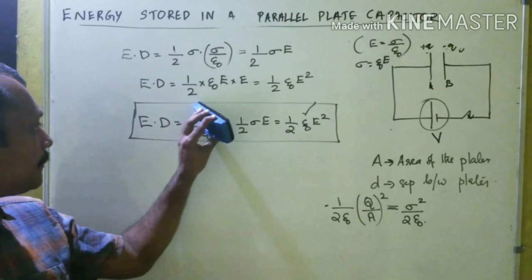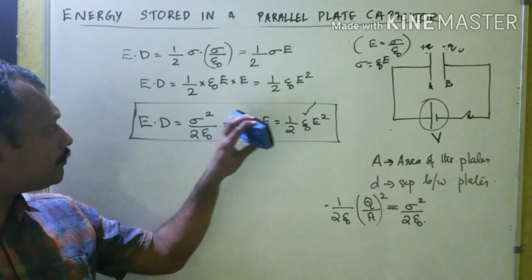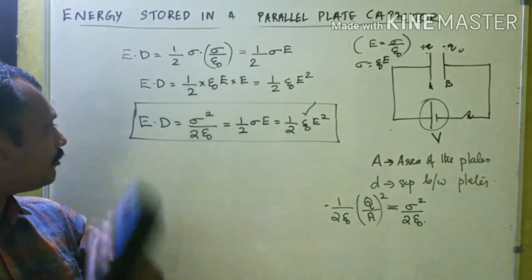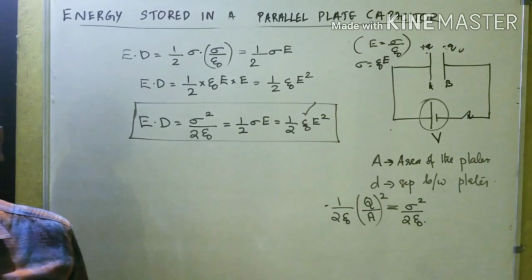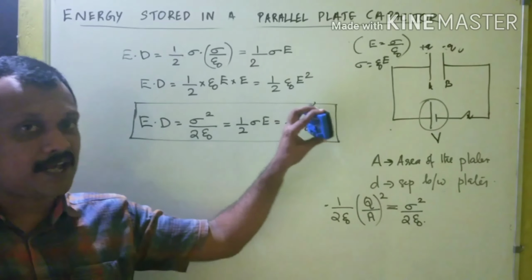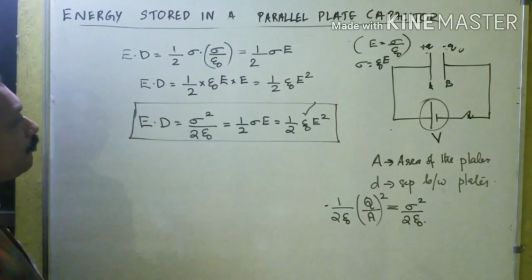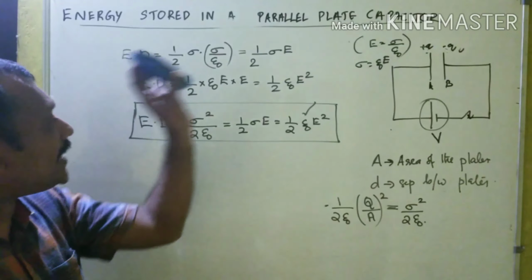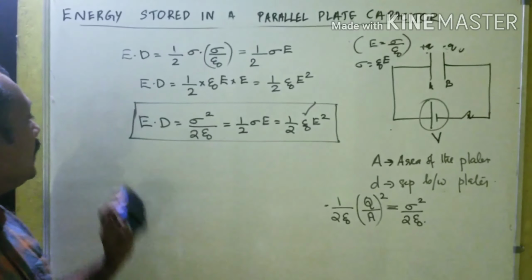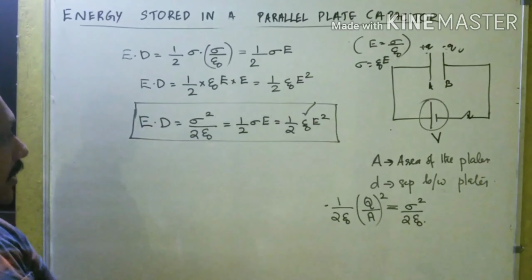If you are given sigma and you are asked to find out energy density, you can use the first formula. If you are given both sigma and electric field and you are asked to find out energy density, you can use the second formula. If we are provided only the value of electric field and you are asked to find out energy density, you can use the third formula. Okay, so this is the formula for electrostatic energy density. Hope it is clear to you.